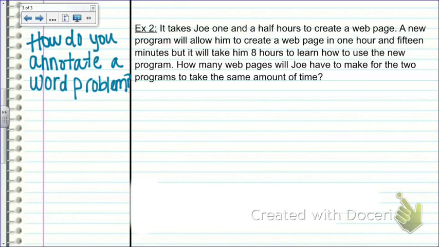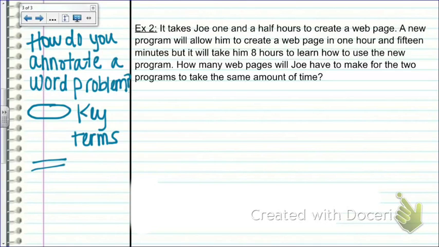You are going to circle any new terms or key terms. Oops. Key terms. And sometimes in a word problem, like a short one like this, there might not be key terms. But if we ever come to one, you'll circle it. You are going to do a double underline for any relevant math information. So math info.